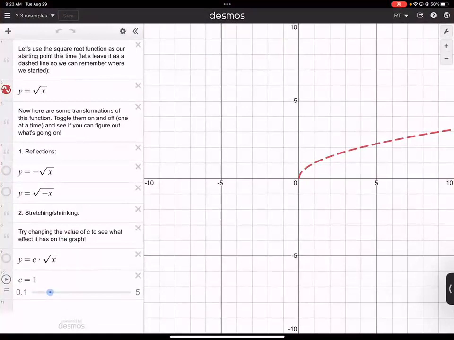Okay, so we've got a parent function in here. It doesn't really matter what, but it's the square root function, that red dashed line. That's going to stay there just as a reference so we can see what's going on. And then we're looking at first, what happens if I take that and throw a negative sign out in front of the whole thing? Negative square root of x.